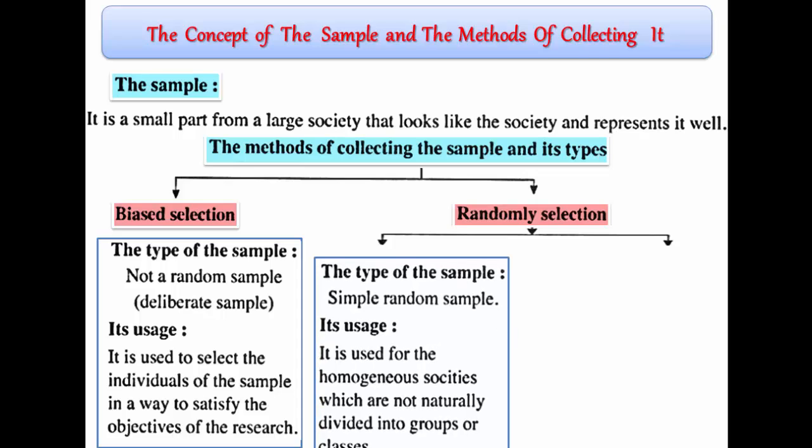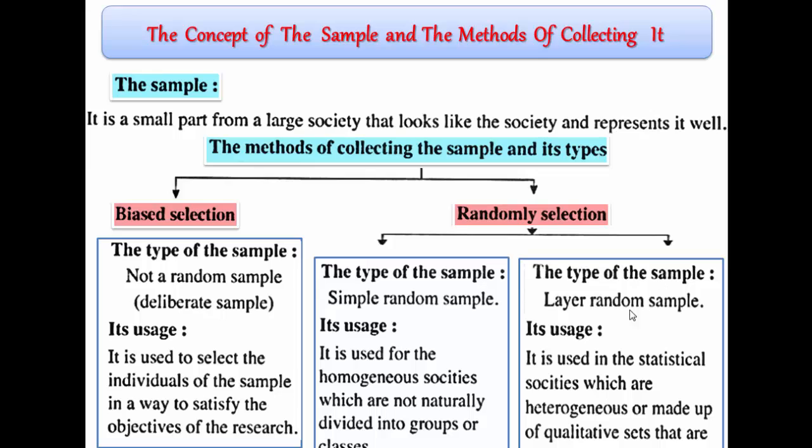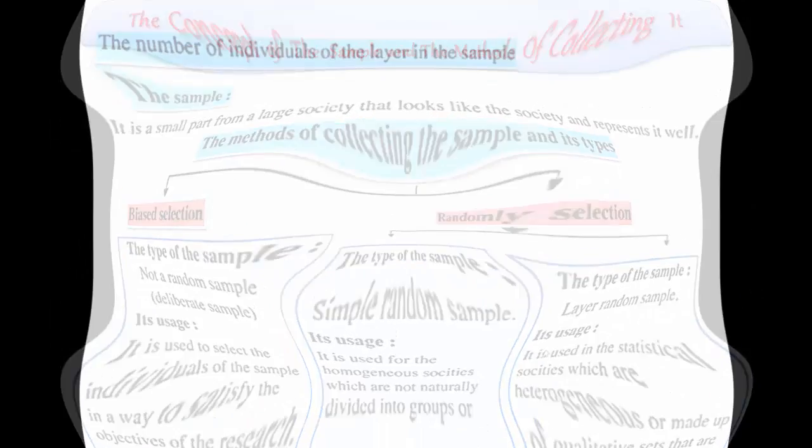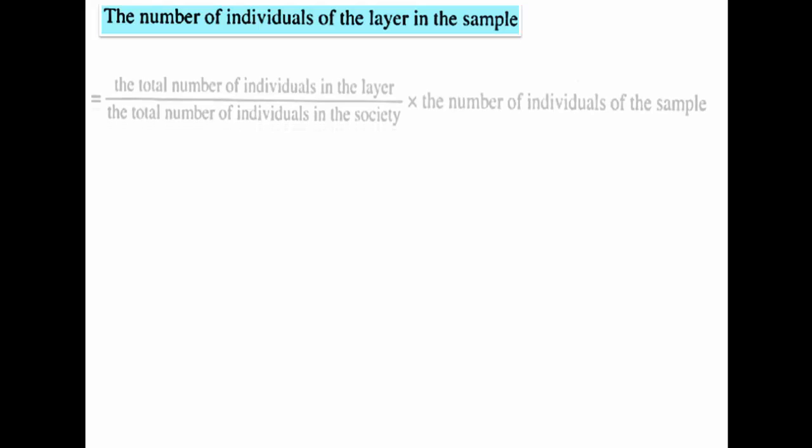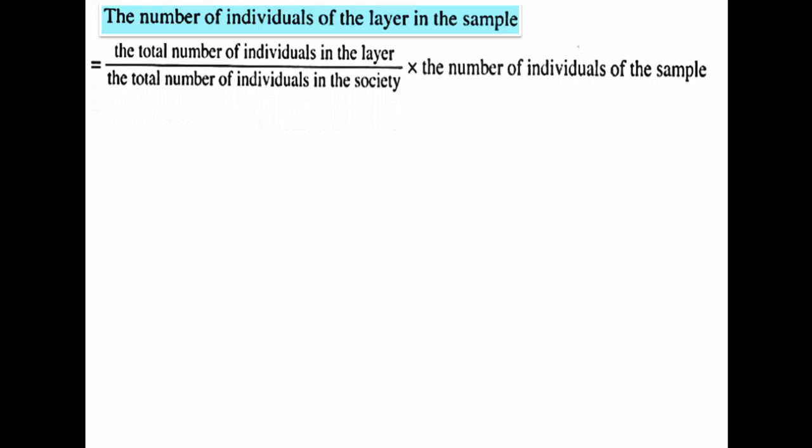The type of the sample: random sample. Its usage: it is used for homogeneous societies which are not naturally divided into groups or classes. The type of the sample: layer random sample. The number of individuals of the layer in the sample equals the total number of individuals in the layer over the total number of individuals in the society, times the number of individuals of the sample. Approximate the result to the nearest unit.